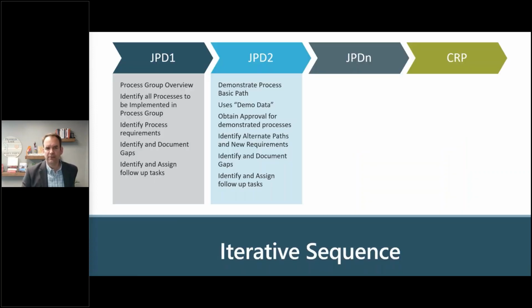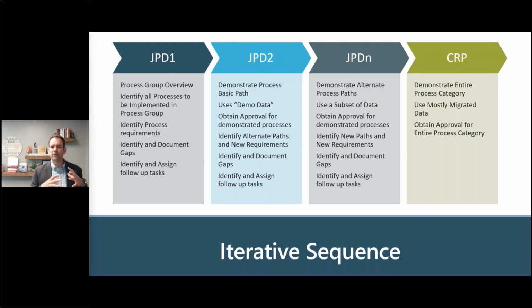So the iterative sequence, as I mentioned, in JPod 1, it's really about showing the process groups, identifying what's all in scope, walking through the solution out of the box as Microsoft has provided that software, and then identifying where the gaps are. Like, does this work for you? Nope, I need this field on the vendor setup because it's a critical field for us. Okay, great. That's not in the software, so we're going to have to do a customization.